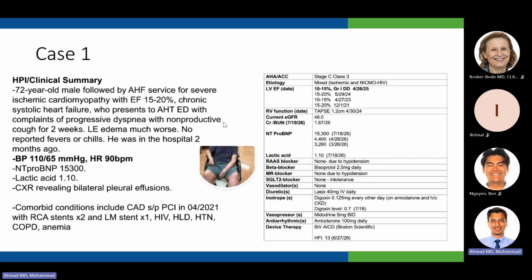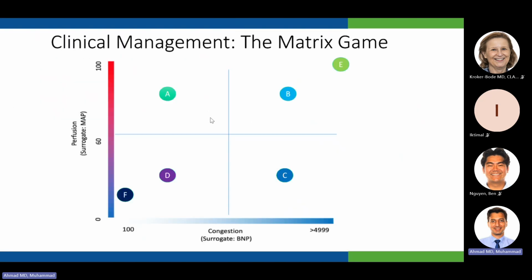So the question then is, you come down to the ED, you see this person, and the first thing you're going to do is, where is he on this matrix? Before you even start thinking about what you're going to do for him, you have to put him into the matrix, right? So that's why we call it the matrix game. That's the first thing you want to do, is to say, where is he? So what do you think? First of all, he's B. How many say B? How many say C?